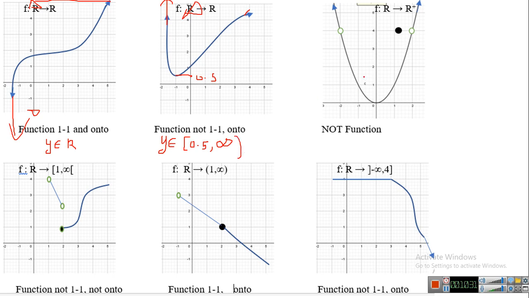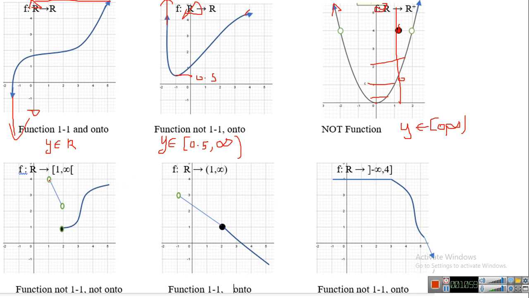Here, not a function. If you want to talk about the range, it starts from 0. If you project the curve on the y-axis, from 0 up till infinity, because it goes up. Range is the elevation, so it's from 0 till infinity. But why is it not a function? Because if you draw a vertical line here, you have more than one point, this point and that point, so we cannot talk about one-to-one and onto.